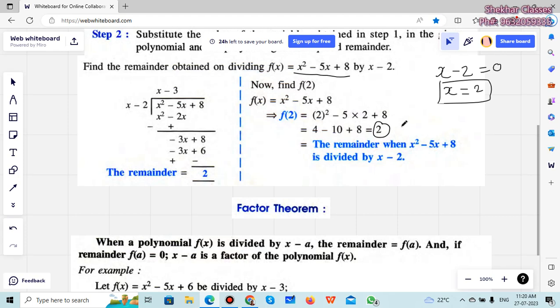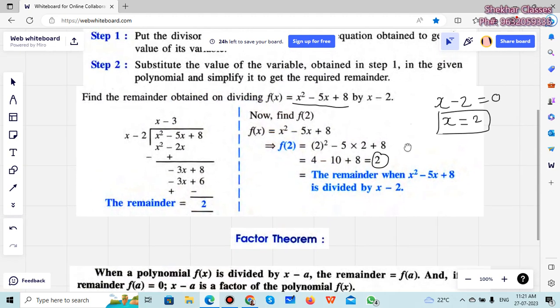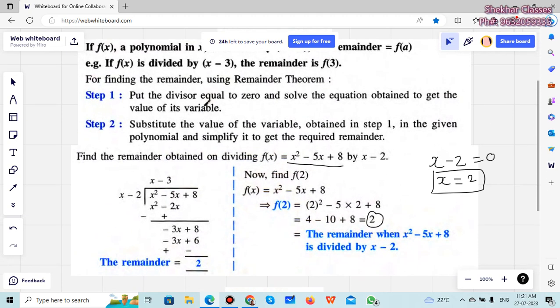So this is the shortcut method of finding the remainder, and this method is being given a name called remainder theorem. And what is this now? See, first put the divisor equal to 0. So I put the divisor, this was the divisor, equal to 0. Then solve the equation to get the value of the variable. I solved the equation, I got the value of the variable x is equal to 2. Substitute the value of the variable.